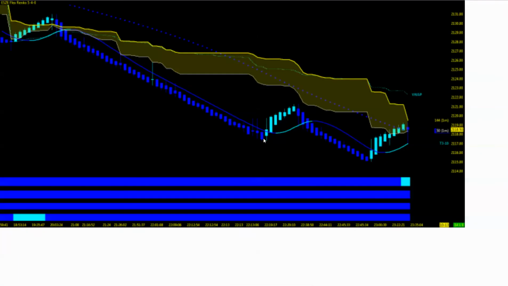Nice move on the ES downside. Option to stay in, option to exit, option to manage even further down. That's up to each individual trader. We look for the highest probability entry underneath the 5144, and as I call it, the Heikin Ashi cloud. All right, so that was the ES prelude to today's session.